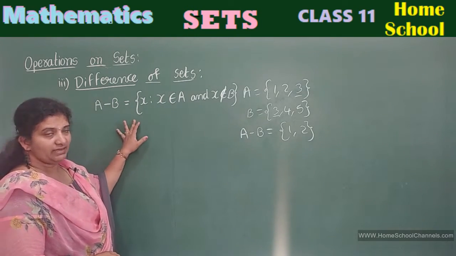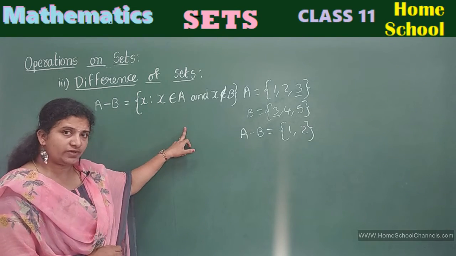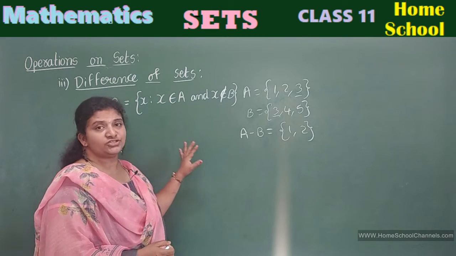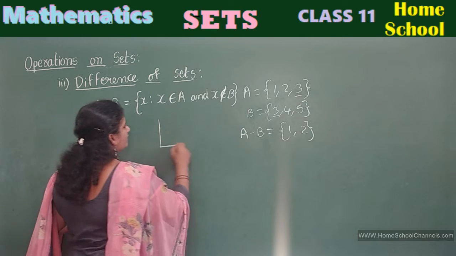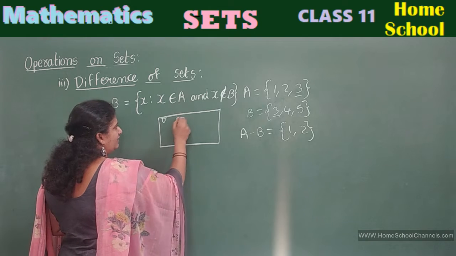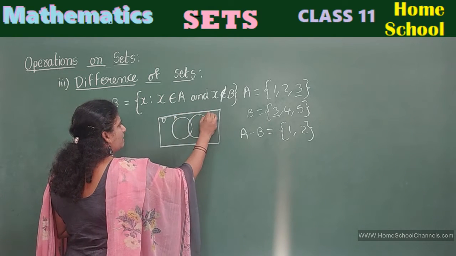A minus B is equal to x such that x belongs to A but x does not belong to B. So let's draw the Venn diagram for this. A minus B. Rectangle, universal set, A set, B set.